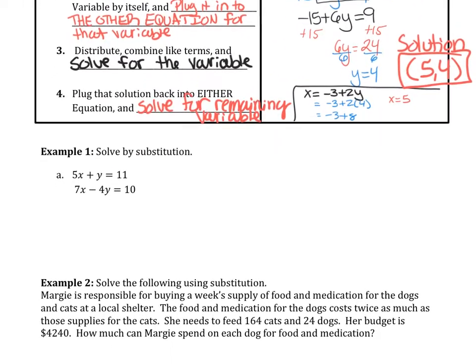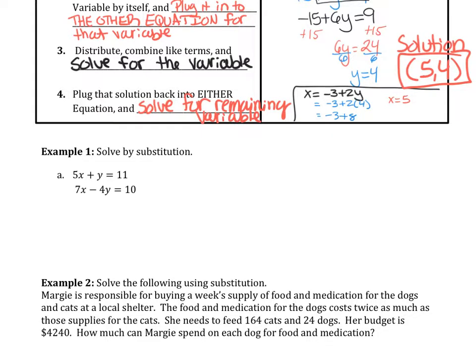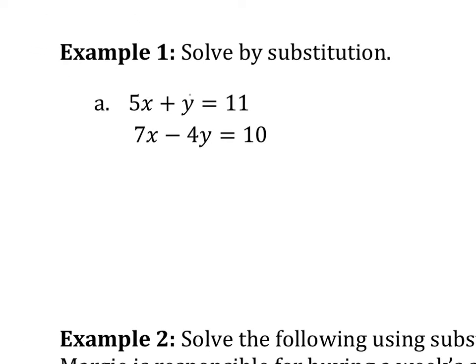So example 1, solve by substitution. Again, first step is to get a variable by itself. So looking at our options here, we have a 5x and a y, a 7x and a 4y. Which variable would be the easiest to get by itself? Yeah, the y in this first one, because there's no variable out in front. So what would I do to get that y by itself? Minus 5x, because it's a positive already. So we'd have y equals 11 minus 5x.